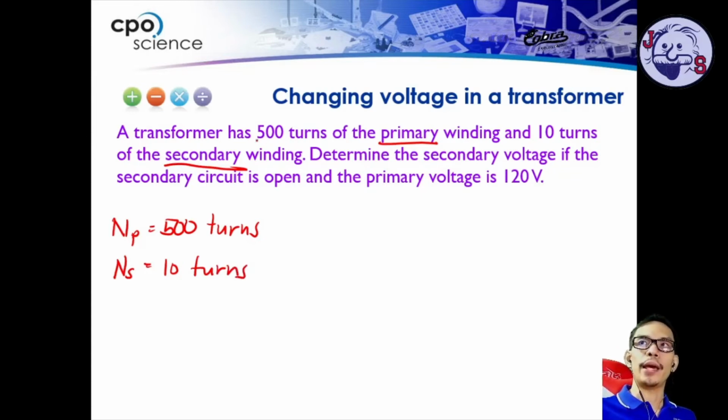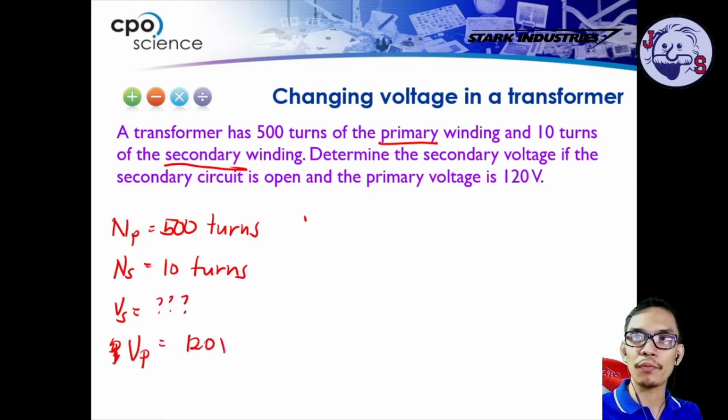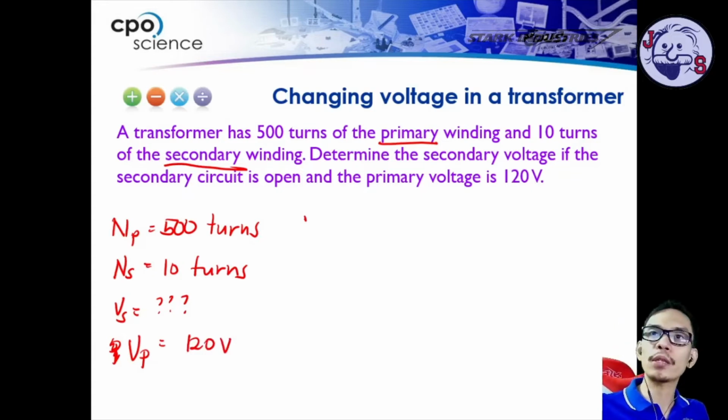Alright. Then, what is the secondary voltage? That is the one that we are looking for. And the primary voltage was 120 volts. Alright, 120 volts. So, what do we have right here?